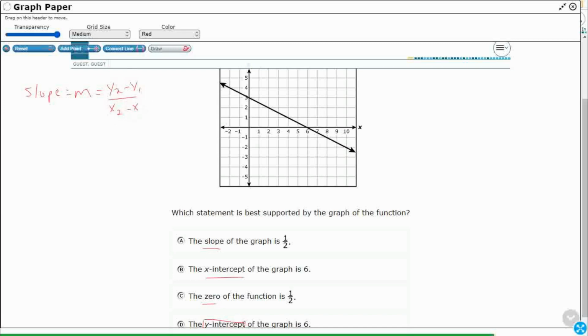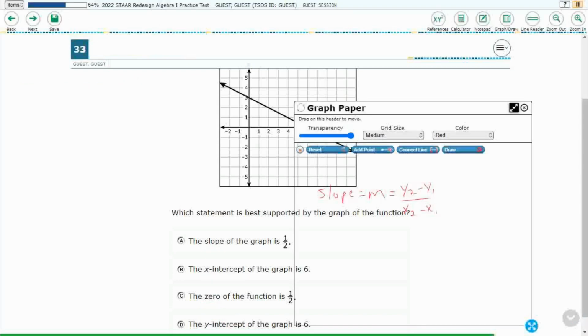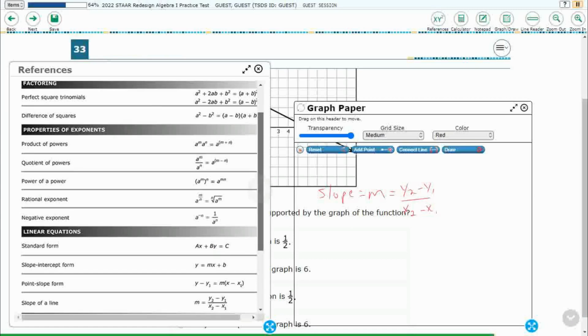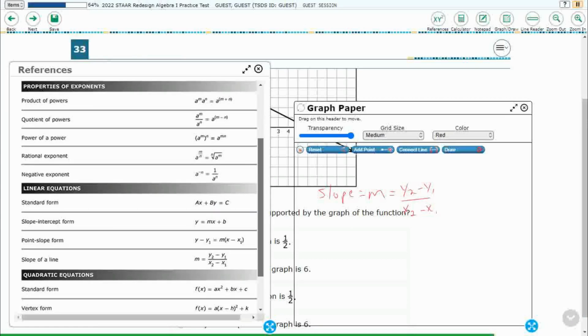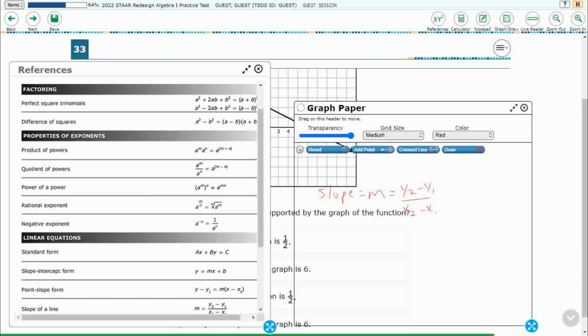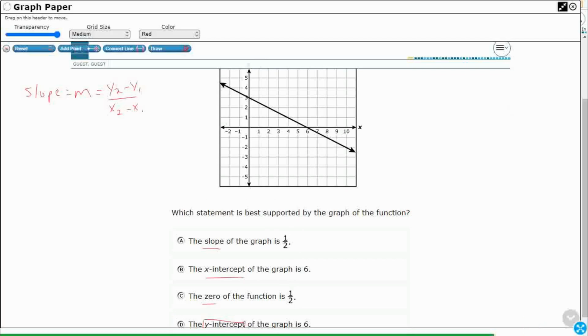And if for some reason you forget that, if you look at your reference materials, you will actually find the slope of a line at the very bottom of the screen. Everything else is looking for zeros and x-intercepts and y-intercepts. None of that is here. So none of that is going to be on this reference material except for that slope. So remember, this is our rise over run. Well, I can already tell you that A is incorrect without even calculating it.